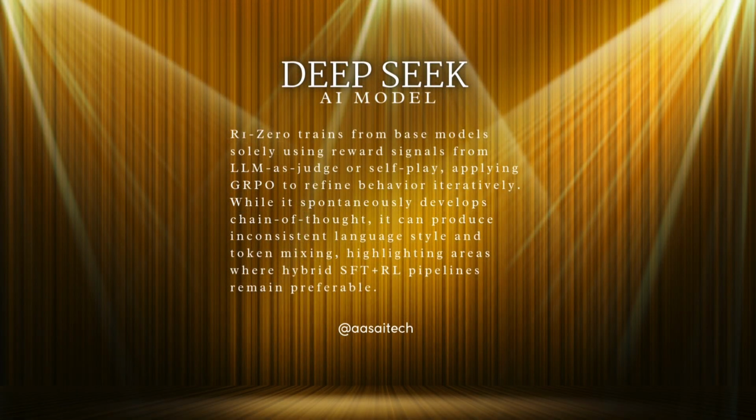By starting from the base model and optimizing purely through reward signals derived from self-play or automated judging mechanisms, R1-Zero demonstrates emergent problem-solving abilities without any labeled reasoning examples. However, this approach may suffer from linguistic inconsistencies, including mixed languages or ungrammatical constructions, and requires careful reward optimization to ensure output quality. Despite challenges, it illustrates the potential for models to learn reasoning autonomously in unsupervised settings.